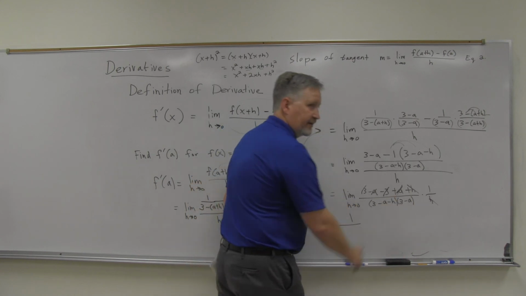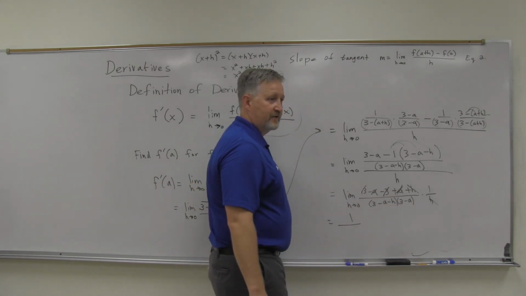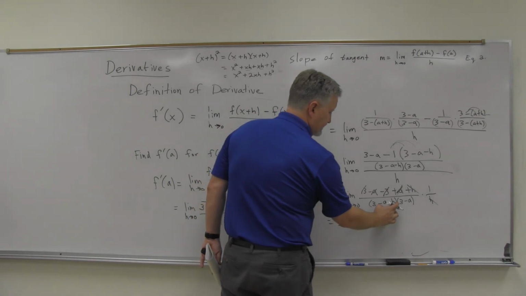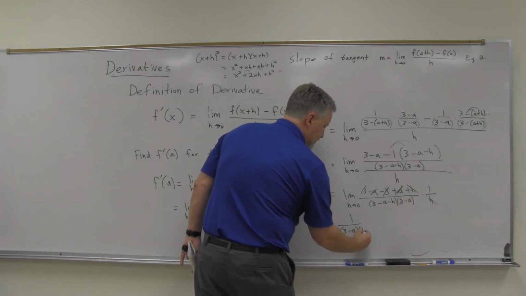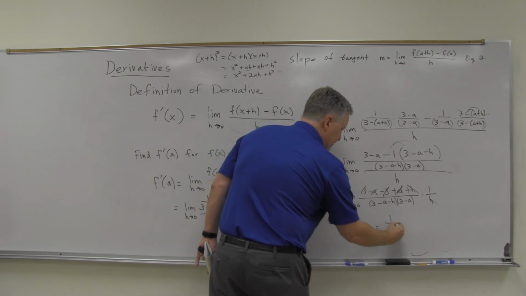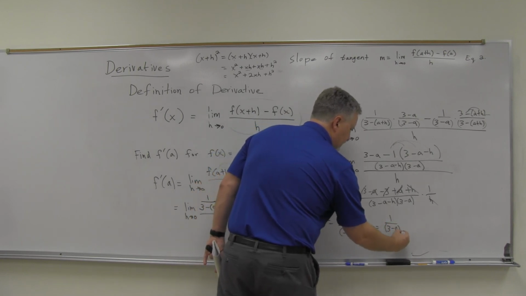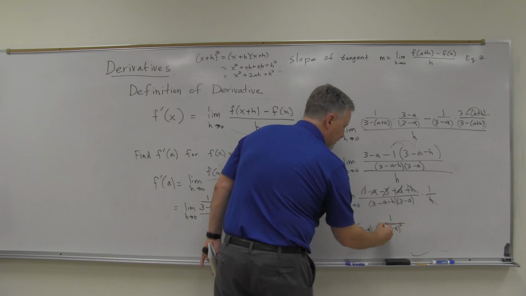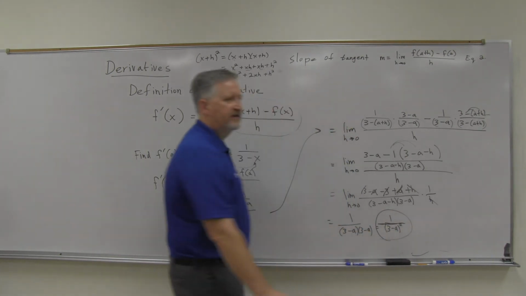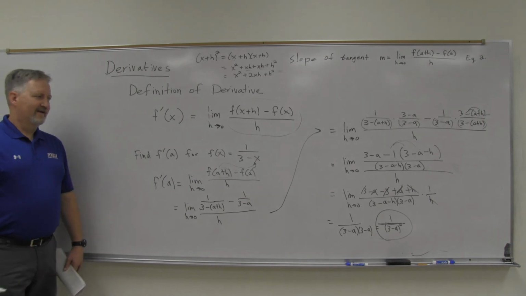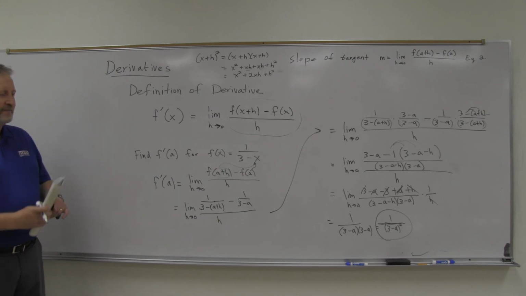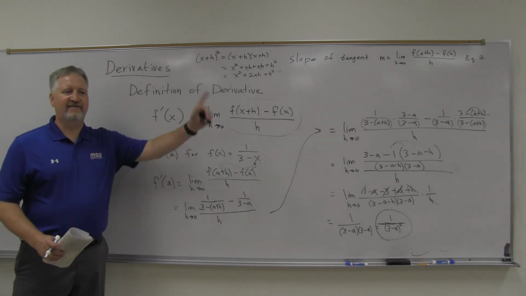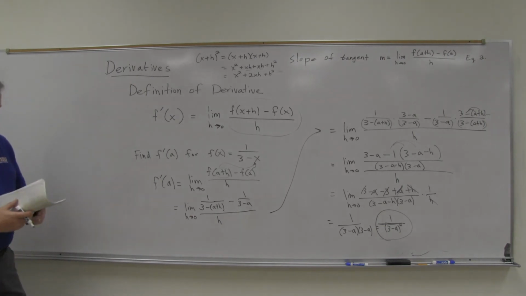Now the bottom I can let h go to 0. So what do we got on the bottom? That's 0, so it's 3 minus a times 3 minus a, 1 over 3 minus a squared. That's my derivative, f prime of a. We've done similar before, so we're just kind of renaming it as the derivative, but it's the same process as we've had before.